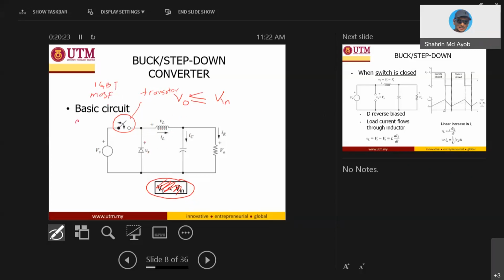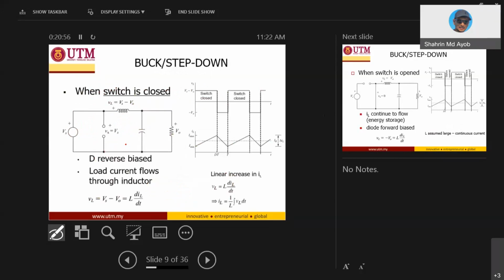So this switch can be on and off, meaning that you need to analyze the circuit in two states. The first state is when the switch is on. What happened to the circuit when the switch is on, and what happened when the switch is off? Because the behavior of the circuit during these two stages is totally different. Let's analyze what happens when the switch is closed. When the switch is closed, you can see that the diode is in reverse bias.